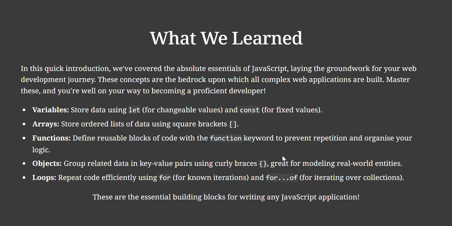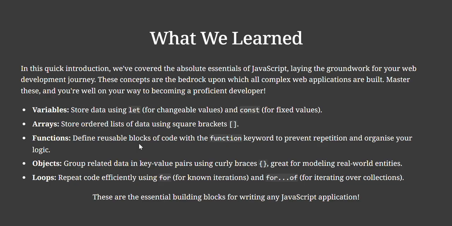So the key concepts we have covered in this video are, first, variables. Variables are nothing but data storing boxes, and we have discussed let, which is used for changeable values, and const for fixed values. And next is arrays. Arrays store ordered lists of data placed in square brackets, and we access them by their index.